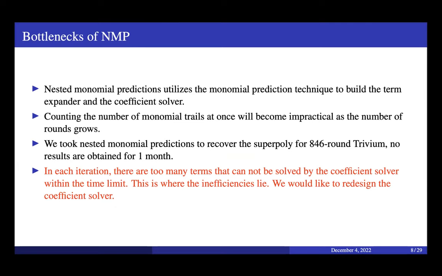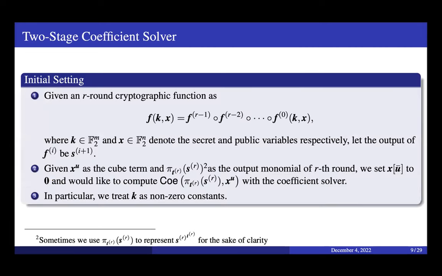Next, I will introduce the main contribution of our work, namely the two-stage coefficient solver. For clarity, the target of our coefficient solver is always around the cryptographic function f with x and k as inputs. And here k and x denote the secret and the public variables respectively. The output of the i-th round is denoted as s_{i+1}. We always fix x to u as the cube, and π_i(u, r) is the output monomial of the i-th round.